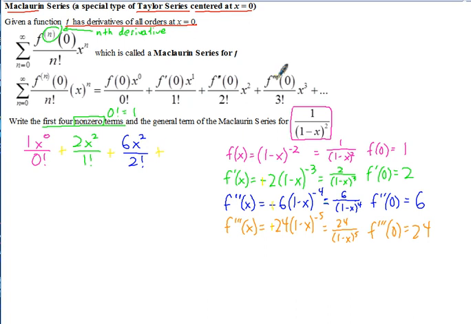plus, and notice the pattern is fairly easy to remember because everything here is the third derivative, x to the third, 3 factorial, and so on for each term there. So f triple prime of 0 we found is 24, x to the third over 3 factorial.